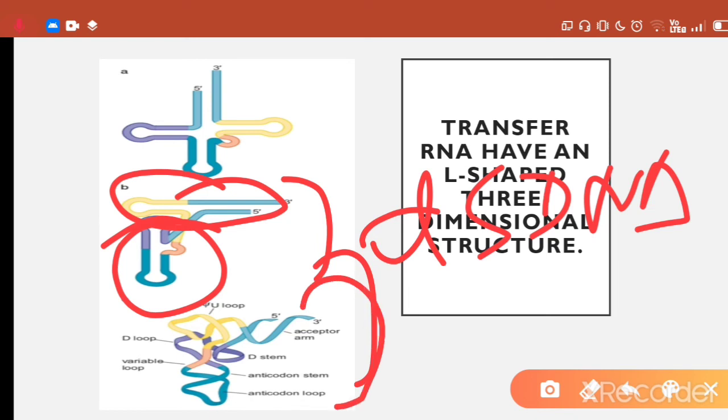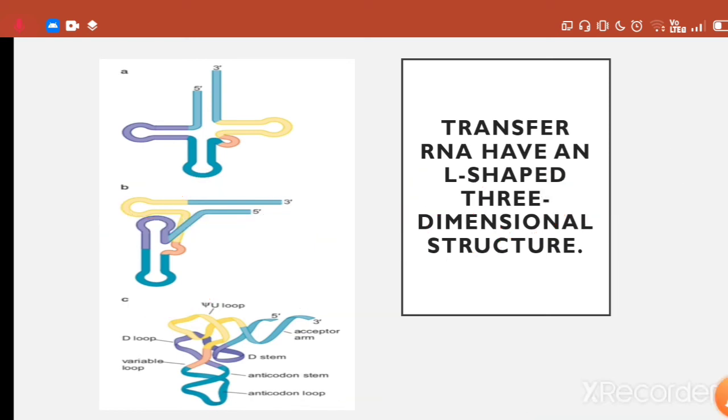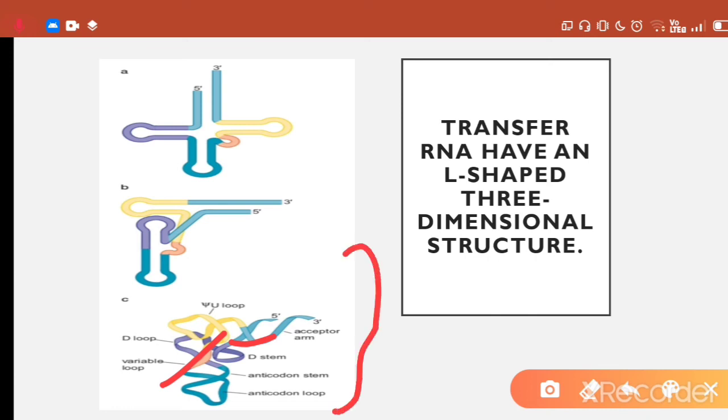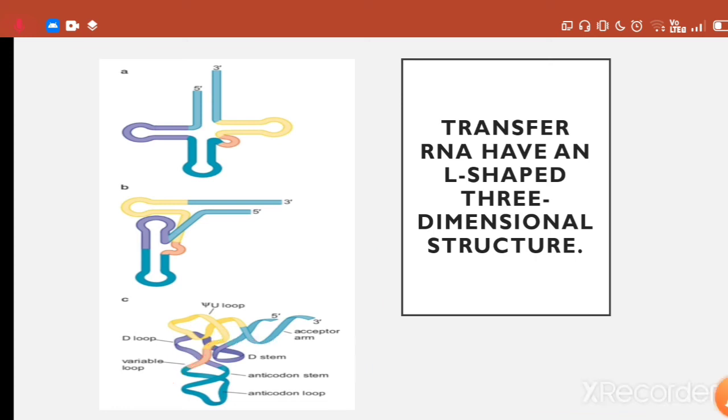Second is hydrogen bonds between bases in different helical regions that are brought near each other in 3D space by tertiary structure. And third one is base interaction that results in unconventional base pairing. Unconventional means here non-Watson-Crick base pairing. So these three features stabilize this kind of interaction that results in formation of the L-shaped structure.